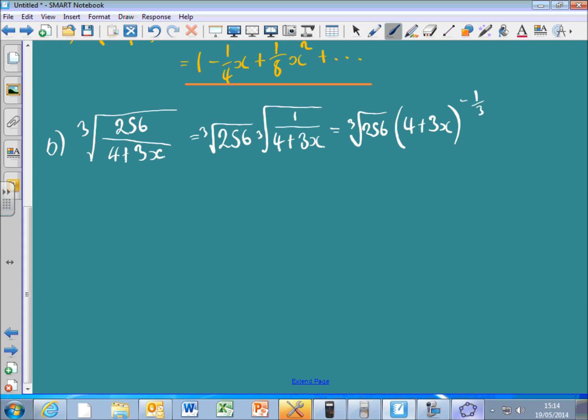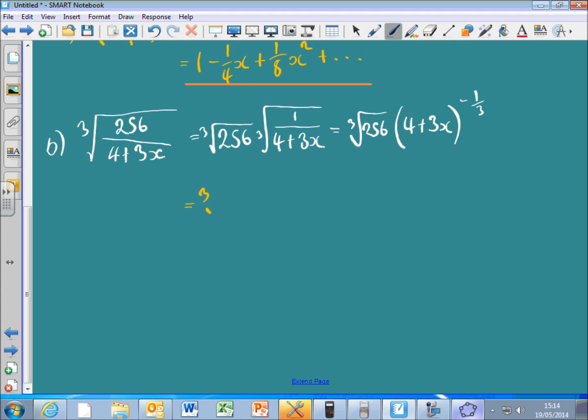Yeah, this bracket here, 4 plus 3x to the power of minus a third, is almost the same as. In fact, it's just 4 times. Yeah, there we go. I'll just leave the cube root of 256 for a moment. It's a number. I can deal with that later. And then it would be our answer to the previous part. Perfect. So we want to take a 4 out, but it's not quite as easy as that.